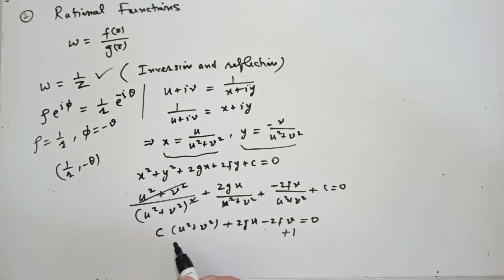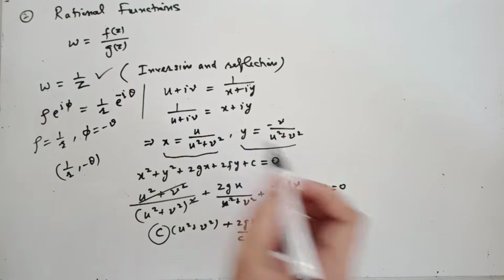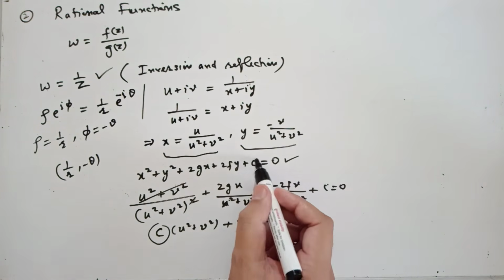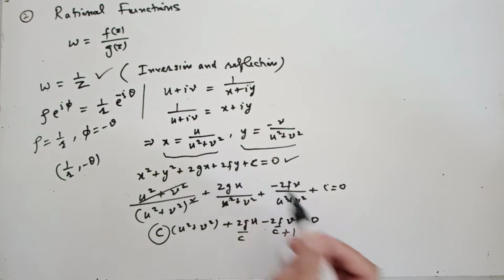Do you understand? If C is non-zero, I can divide throughout by C, and you can clearly see it is a circle again in UV plane. It means under this mapping, a circle is mapped into a circle again, provided this C is non-zero. C non-zero means the circles which are not passing through origin are mapped into circles again in UV plane.